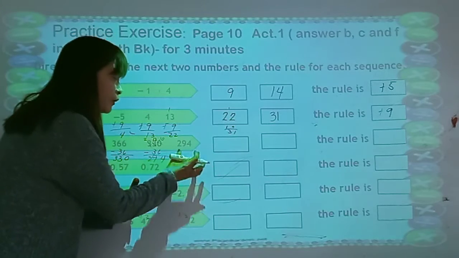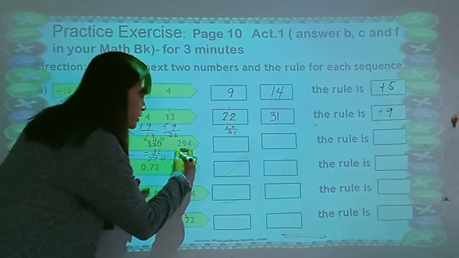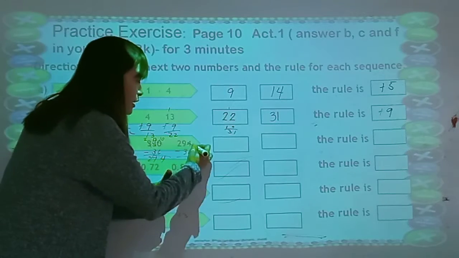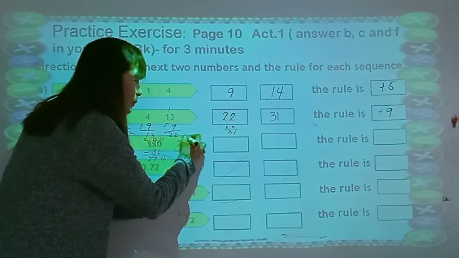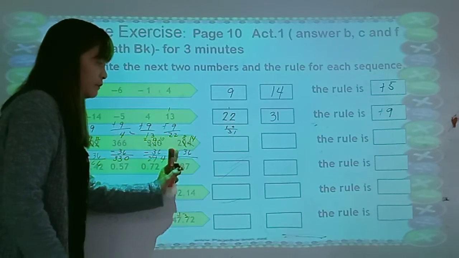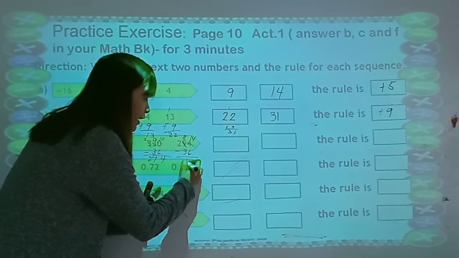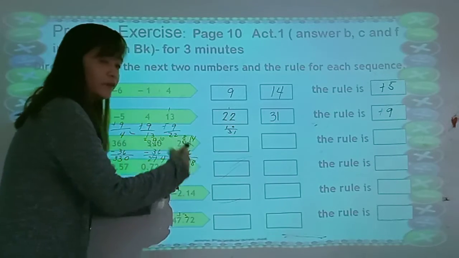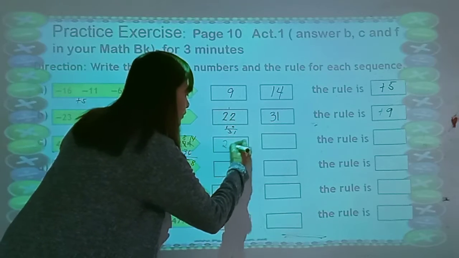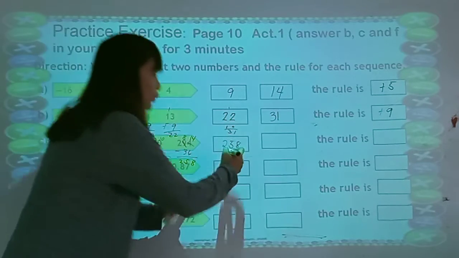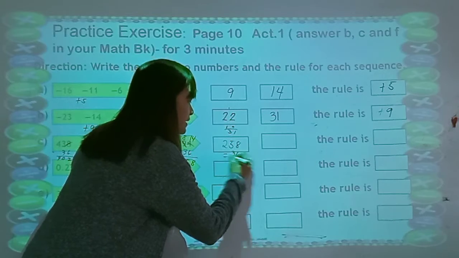Again class, from 294, we subtract again by 36. 4 minus 6 cannot be. It will become 14. 9 will become 8. 14 minus 6 becomes 8. 8 minus 3 becomes 5. And bring down 2. Therefore, the next number is 258. From 258, we need to subtract again by 36.